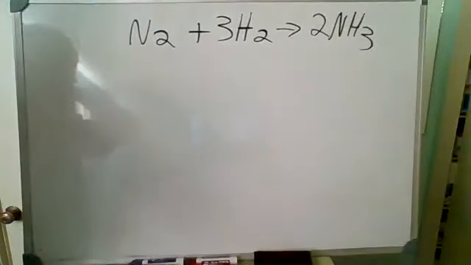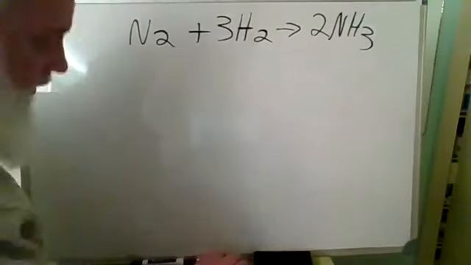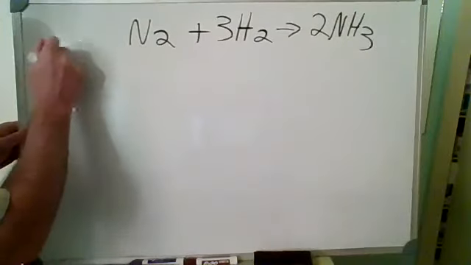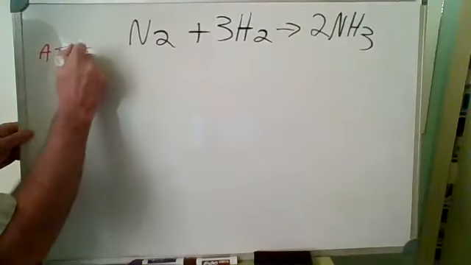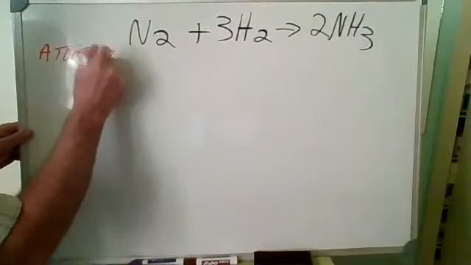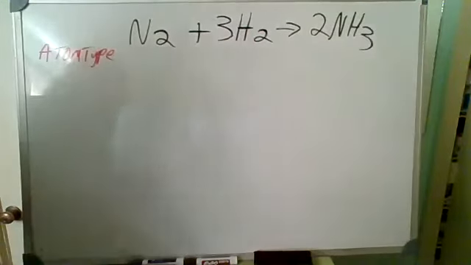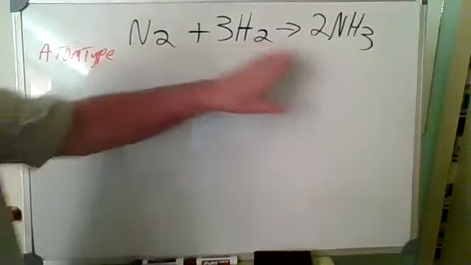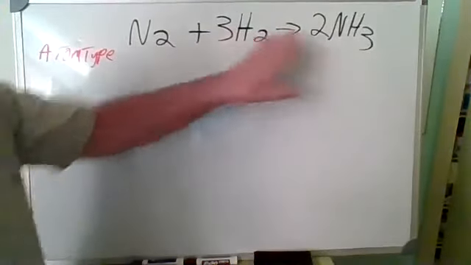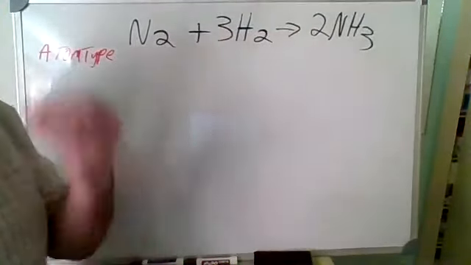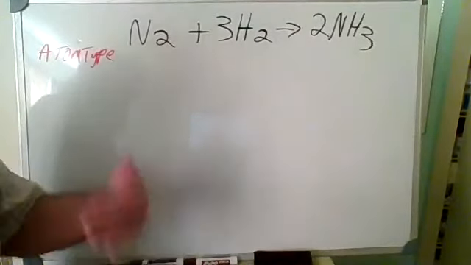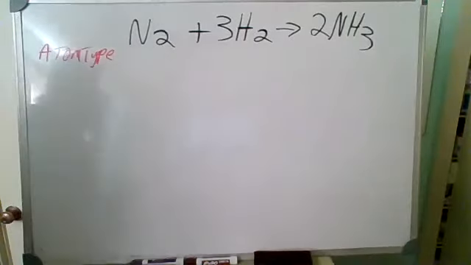All right, with that aside, let's take a look at what I want to discuss. What is conserved here? Well, one thing that is conserved is atom type. By that, I mean we have the same number of atoms of each element on both sides. 2 nitrogens here, 2 nitrogens there, 6 hydrogens here, 6 hydrogens there. So atom type is conserved, right? The same number of atoms of each element on both sides.